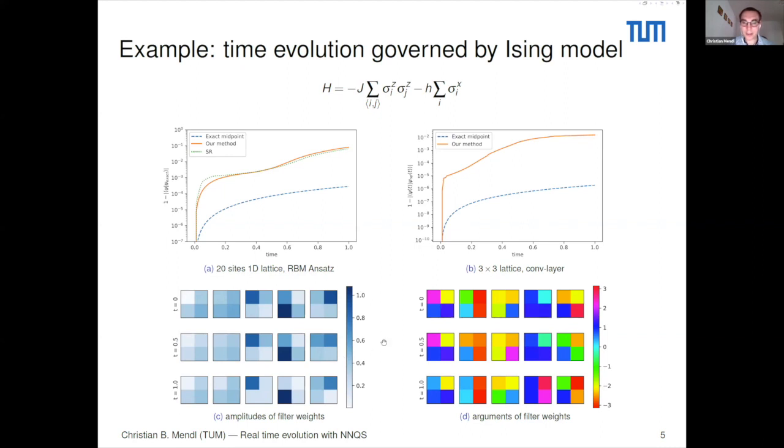And what this ansatz also allows us, so to say, is to plot the filter weights of our ansatz. So here we use as filters in the convolutional layer 5 2x2 matrices, and this plot shows the amplitudes here and the complex phases of these filters for different time steps, so time 0 up to time 1 here.